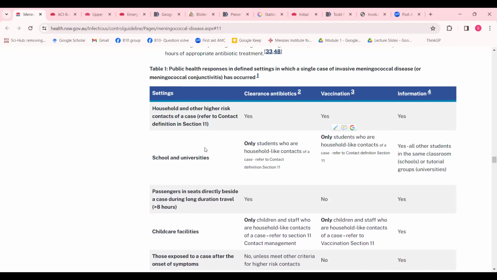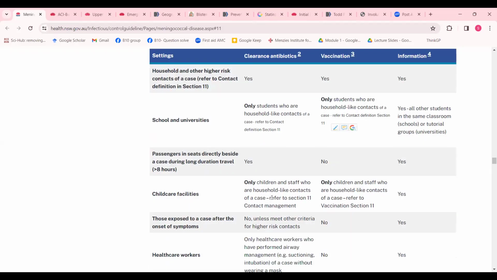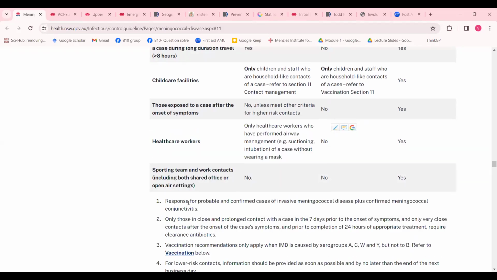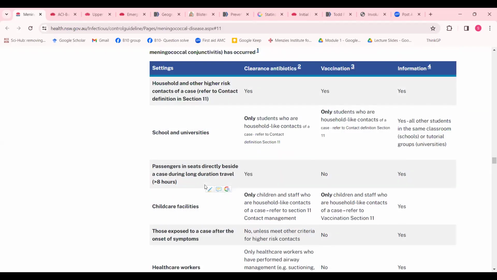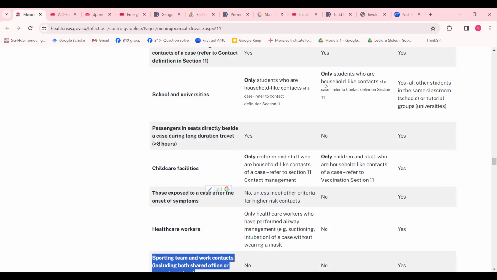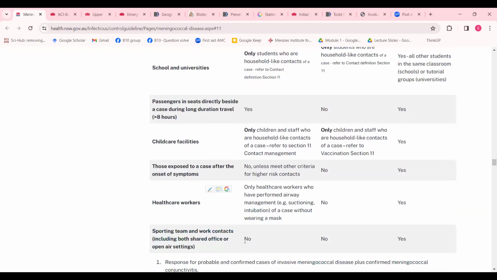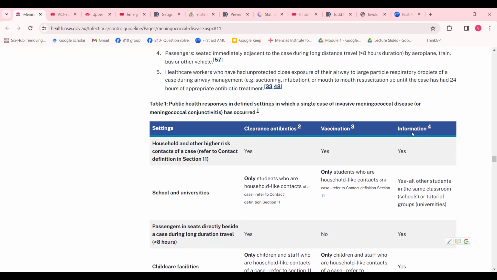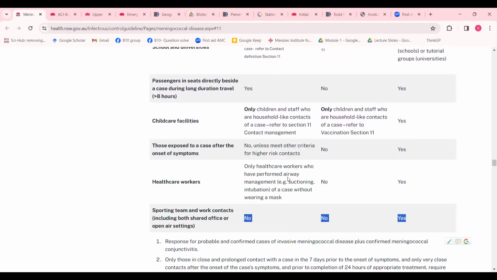Now, this table again gives you some cases where you don't need to give the vaccination, but can give only the antibiotic. You can go through it leisurely and understand it. Now here, see, the boy in our MCQ belonged to this sporting team and work contact. He played soccer with the contact. Can you remember in our MCQ? For them, you don't need to give any antibiotic. That's not a high risk contact. You don't need to give any vaccine. The table itself nicely gives that, so that question is straight away taken from here. But you have to give the information. Okay, so that's how you manage such a case.